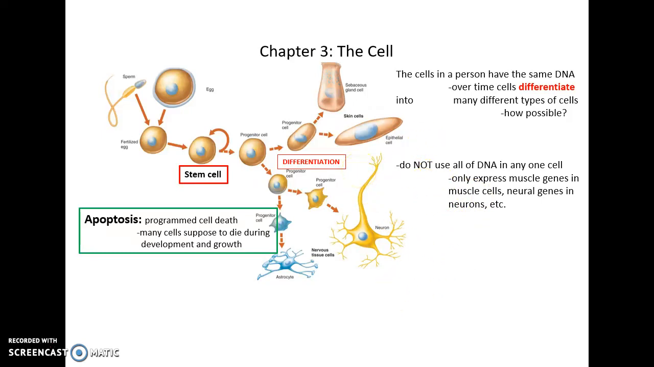And when we were an embryo, we had webbing between our fingers and toes. And as we further developed, apoptosis caused the cells of the webbing to break down. And that is it for Chapter 3.